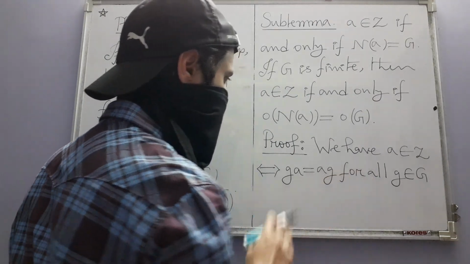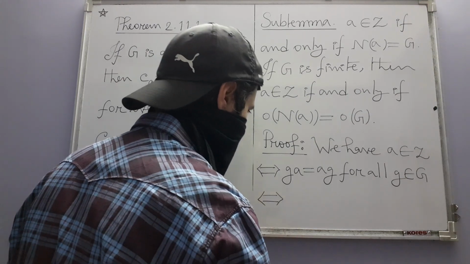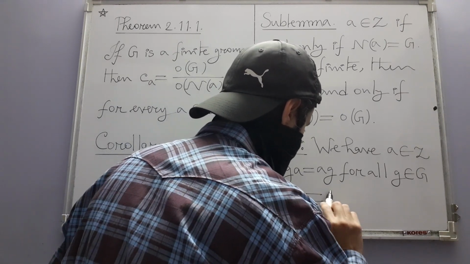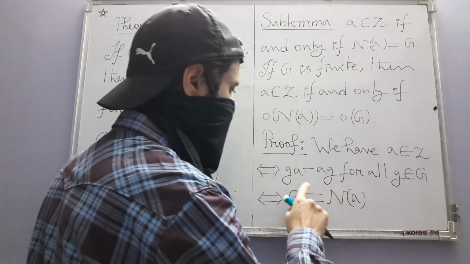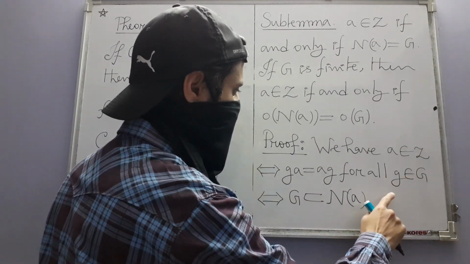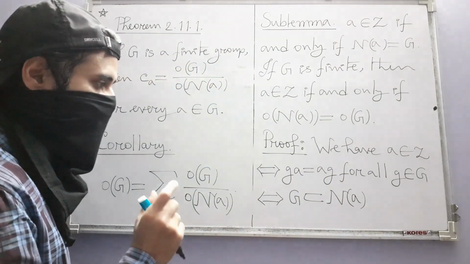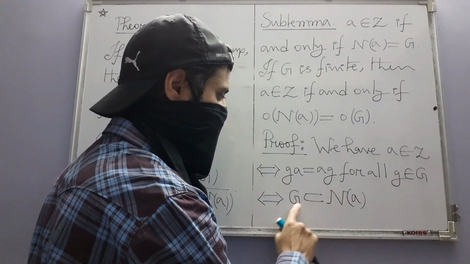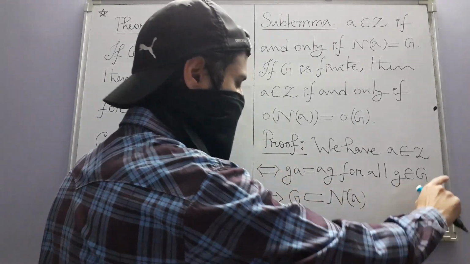But this condition itself also tells us something else. It is equivalent to the fact that G is a subset of the normalizer of A. Why? Say you have this condition. What does that mean? It then means that every element of G commutes with A, and that's why that element would belong to the normalizer. Conversely, if you have this containment, then every element of G belongs to the normalizer, so it would commute with A. And that's why you will have this condition.